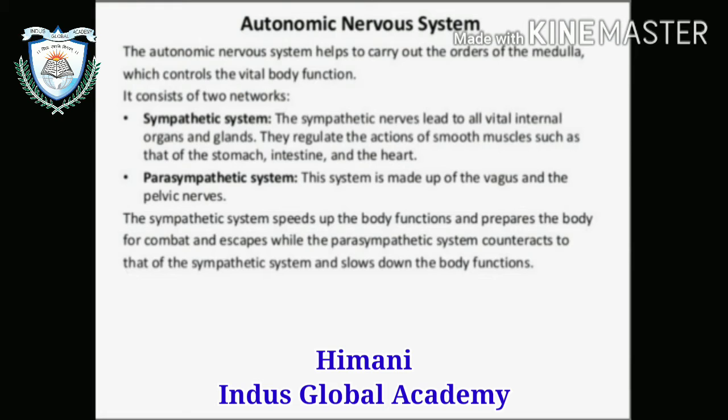The parasympathetic system is made up of the vagus and the pelvic nerve. The sympathetic system speeds up the body functions and prepares the body for combat and escape, while the parasympathetic is contrary to that of the sympathetic system and slows down all body functions.